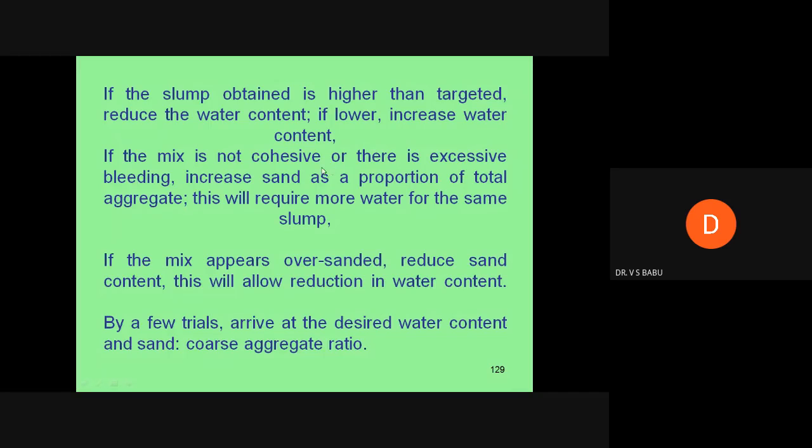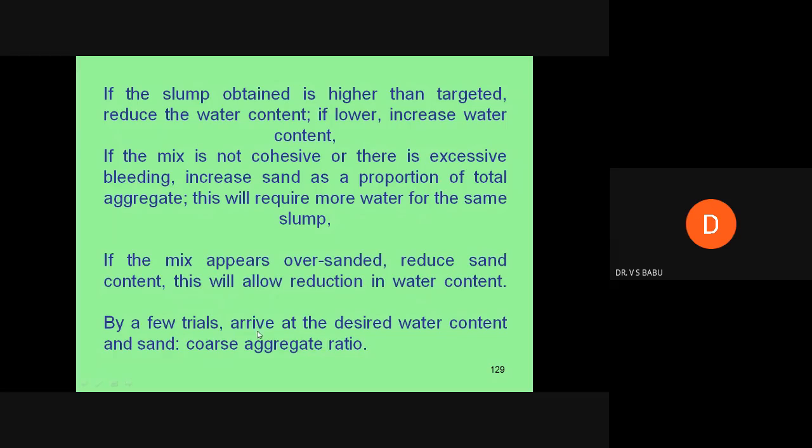If the mix is not cohesive, meaning consistency, or there is excessive bleeding. Bleeding means what? The water reaches the top surface. Sometimes you see in the concrete that water reaches the top surface. Then that is called bleeding. Next, an increase of the sand as a proportion of the total aggregate will require more water for the same slump. If the mix appears over-sanded, reduce the sand content. This will allow a reduction of the water content.